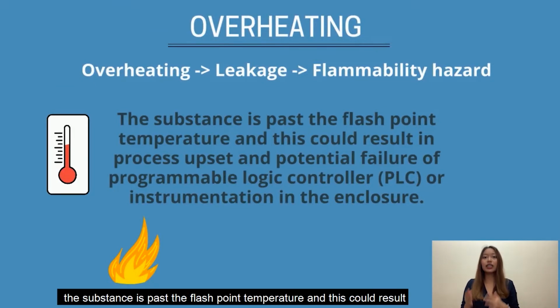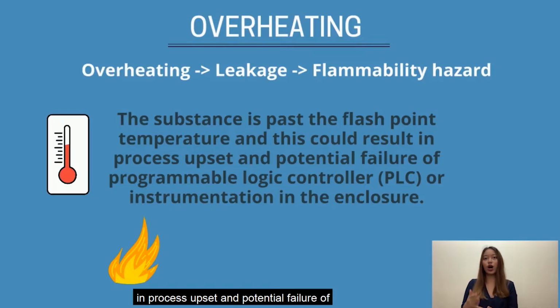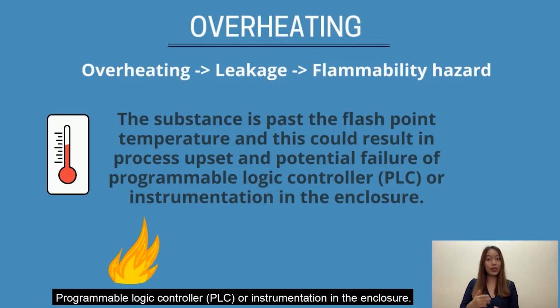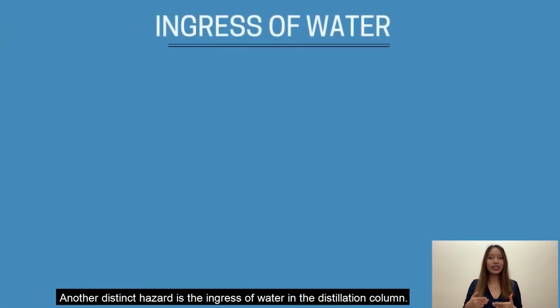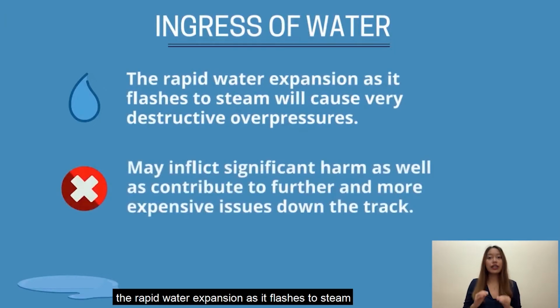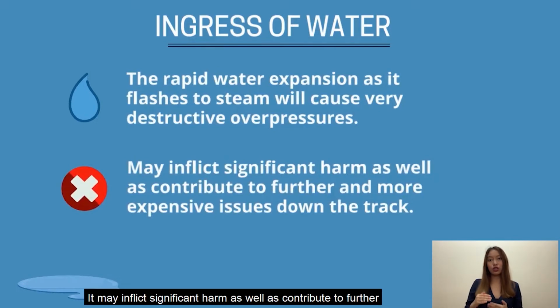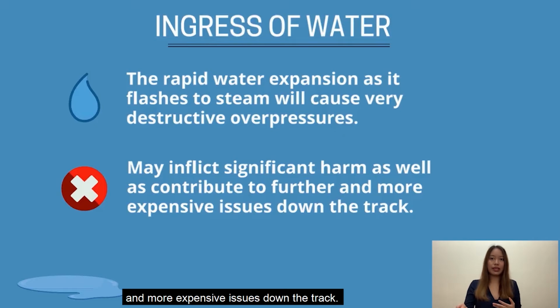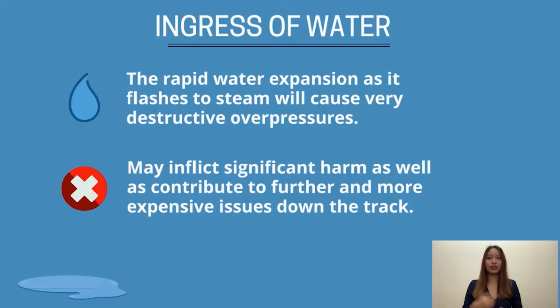In the condenser, the substance is past the flash point temperature, and this could result in process upset and potential failure of the programmable logic controller (PLC) or instrumentation in the enclosure. Another distinct hazard is the ingress of water in the distillation column. The rapid water expansion as it flashes to steam will cause very destructive overpressures. It may inflict significant harm as well as contribute to further and more expensive issues down the track.